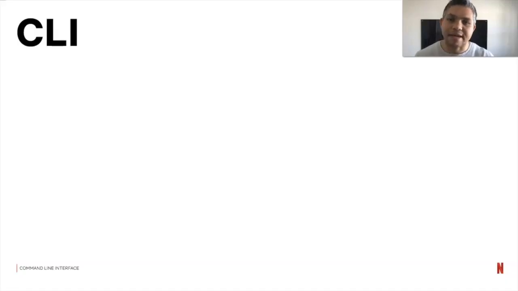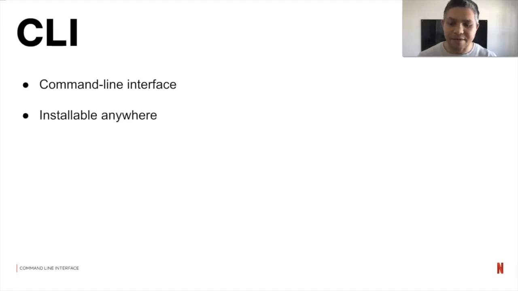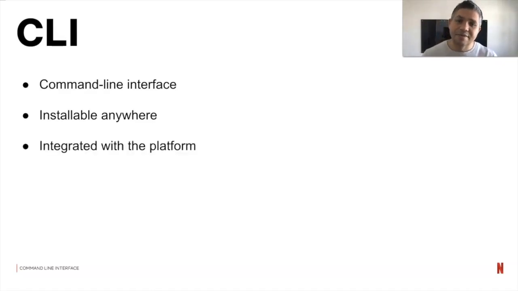Now let's talk about the CLI. The CLI is a command line interface that we built for users to interact with the scheduler. It is installable anywhere, meaning that users can actually install this on their laptop, servers, dev environment, Docker containers, you name it. And it's integrated with the platform.